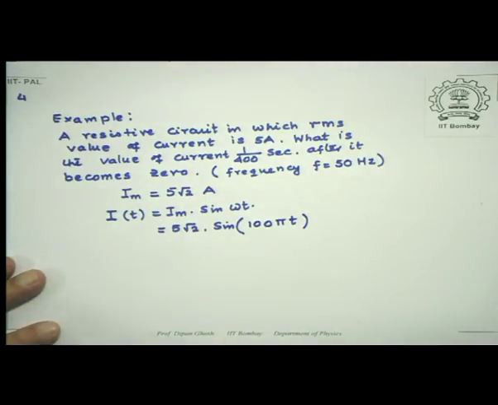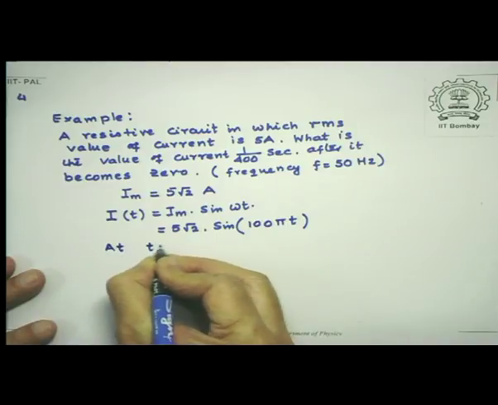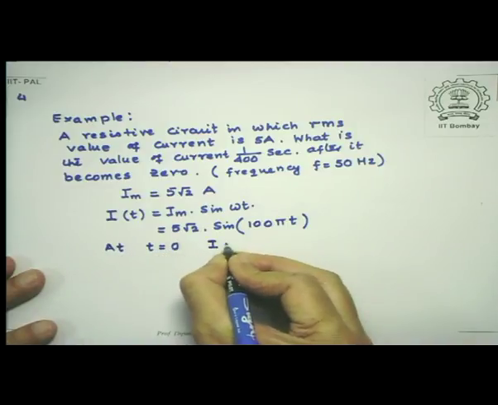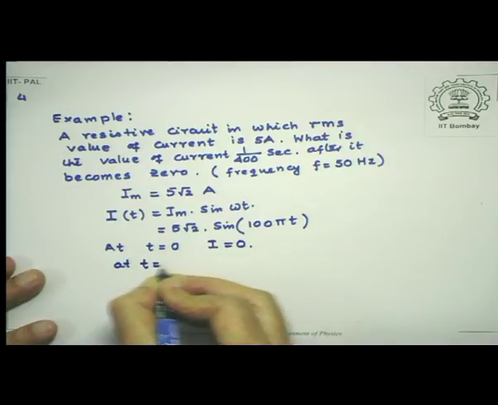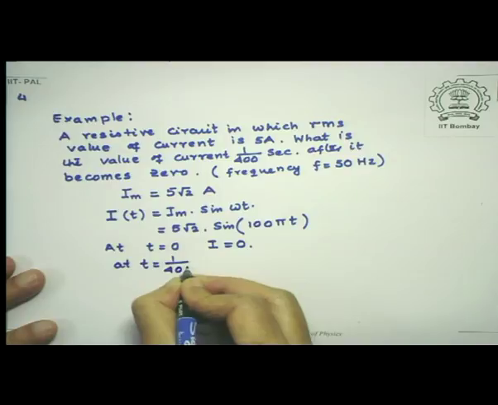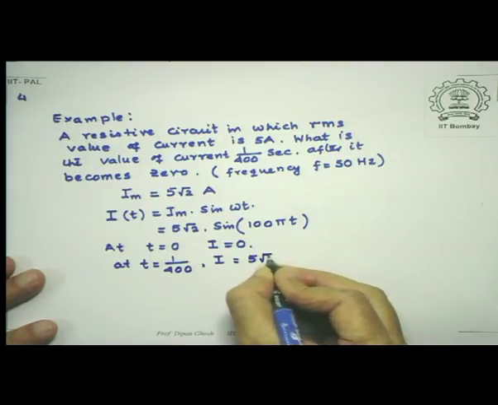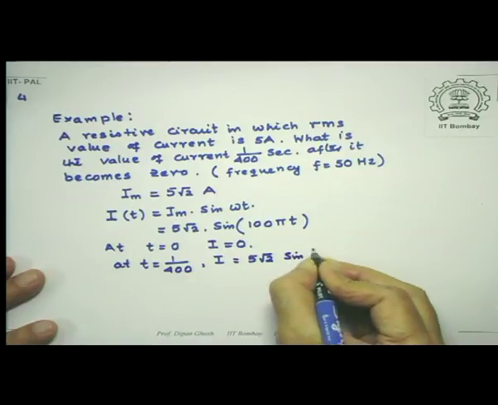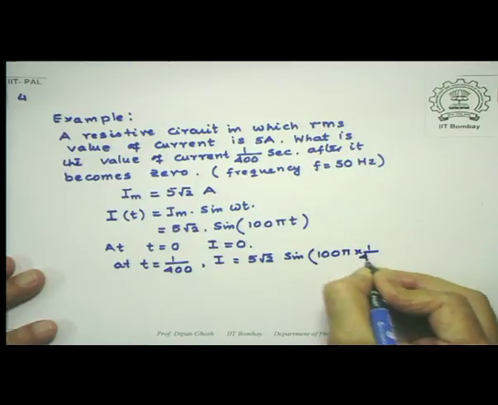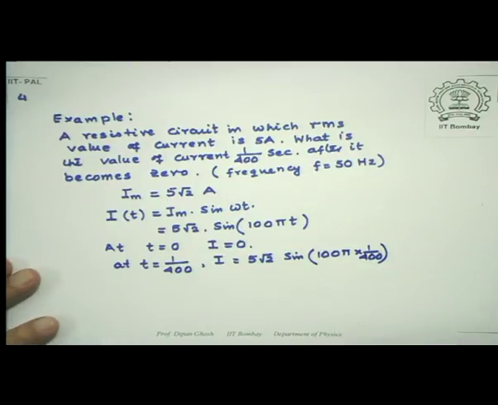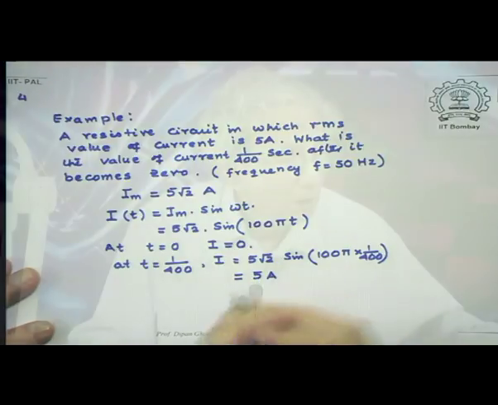So notice that at t equal to 0, the current is 0. And at t equal to 1 over 400 seconds, I get I equal to 5 root 2 into sine 100 pi multiplied by 1 over 400. That gives me sine of pi by 4, which is 1 over square root of 2. So this is simply equal to 5 amperes.